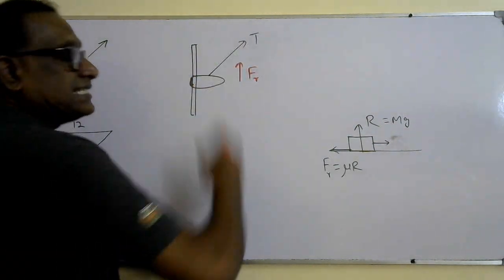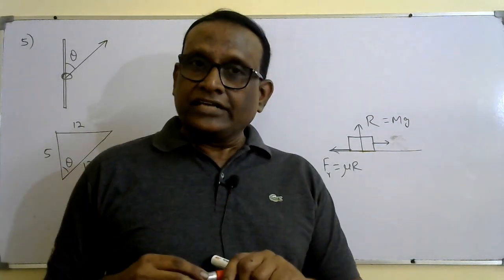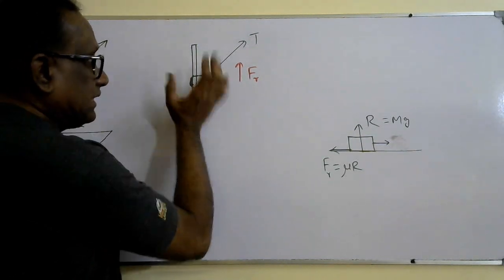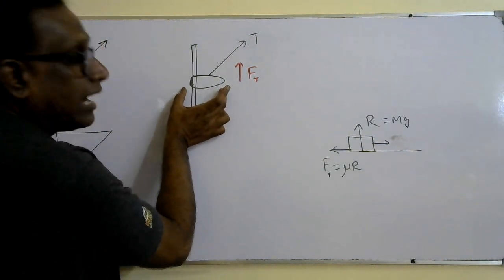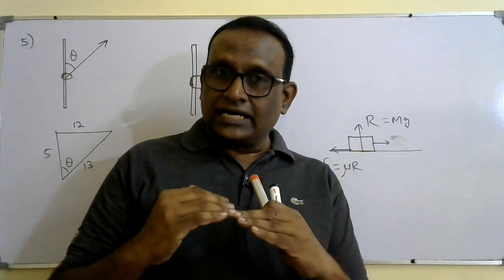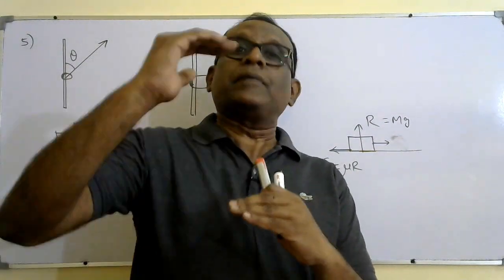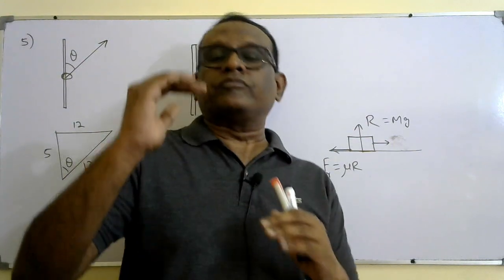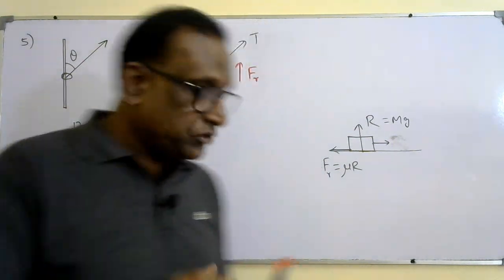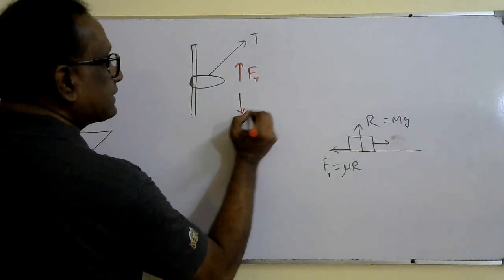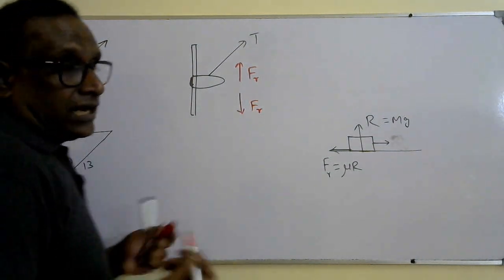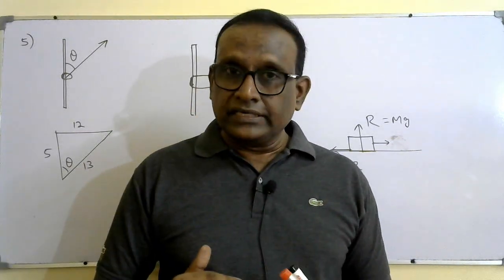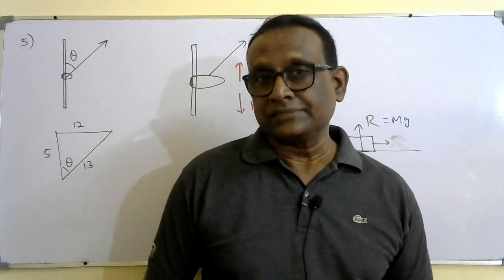Now try to increase the tension gradually. What's happening? The vertical component of the tension can pull the ring in the upward direction, and there's a chance it is going to move upward. Not yet moved, but it is going to. So in that situation, the friction will act in the downward direction. So the ring can slide either upward or downward depending on the value of tension. I hope you understood.